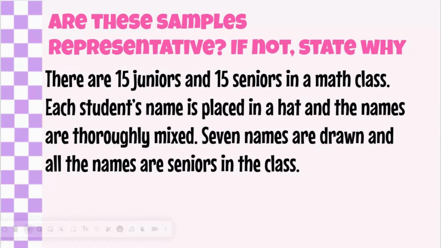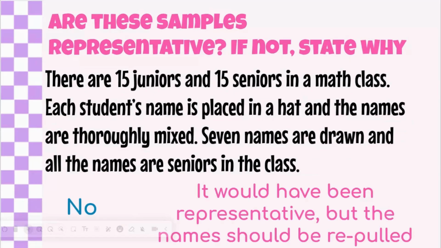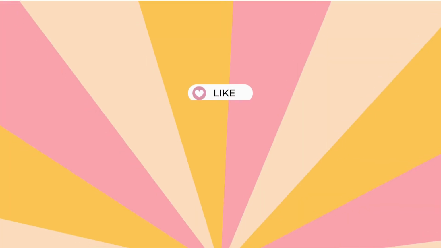There are 15 juniors and 15 seniors in a math class. Each student's name is placed in a hat and the names are thoroughly mixed. 7 names are drawn and all the names are seniors in the class. Now this one's a little bit tricky because this should have been a good sample. It would have been representative, but somehow only seniors got picked. It's possible that happened. It's a very small probability that actually would happen, but you should redraw the names. That's all for this video.